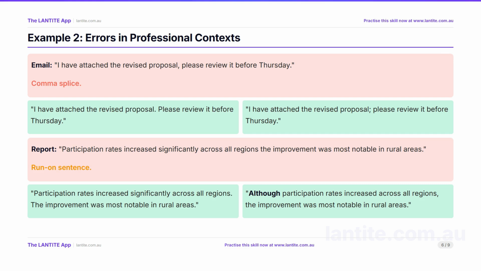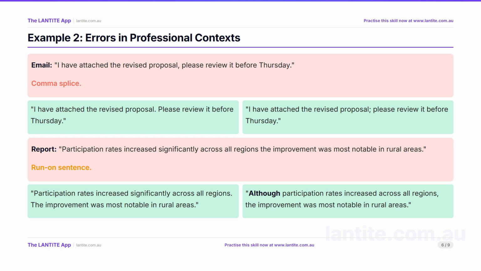Let us see these errors in professional writing. First, an email. I have attached the revised proposal, please review it before Thursday. That is a comma splice. 2 independent clauses joined by just a comma. You could fix it with a full stop, making 2 clean sentences, which is ideal for emails where clarity matters. Or use a semicolon if you want to keep them connected.